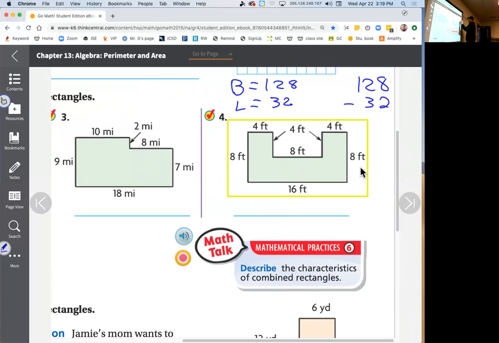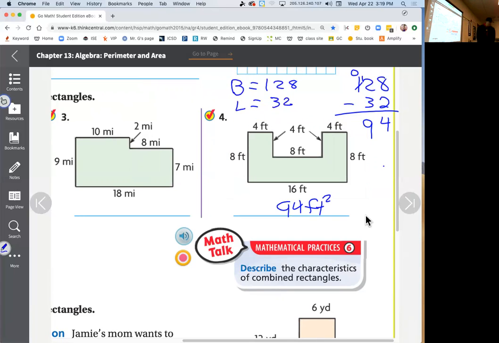128 minus 32. 8 minus 2 is 6... we've got to borrow, so that's a 0. 12 minus 3 is 9. 94. 94 feet squared. Let's check our work. And it, what the heck? Oh my goodness, you guys. Look at it, look at it, look at it.